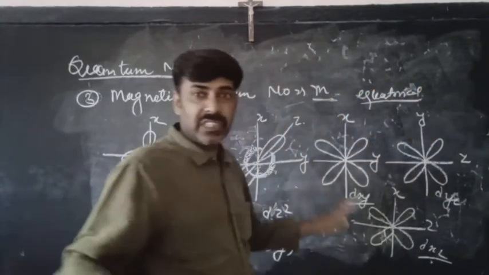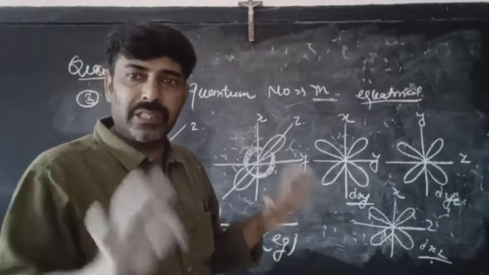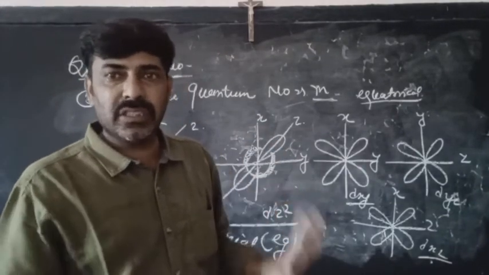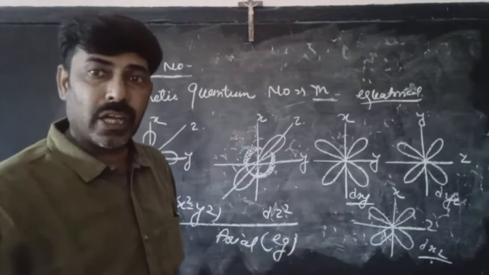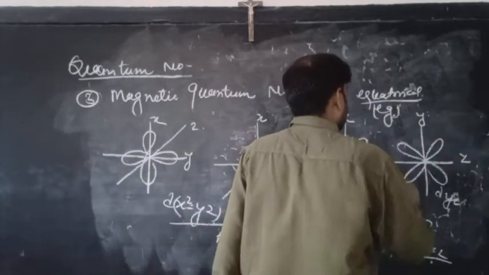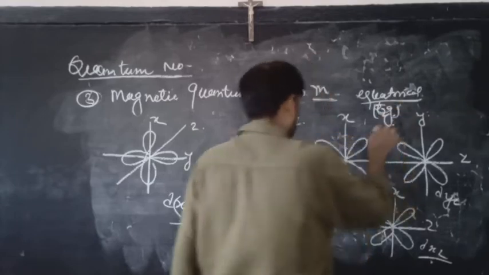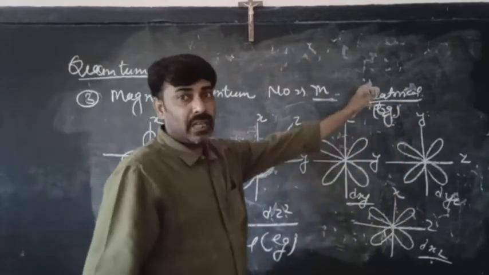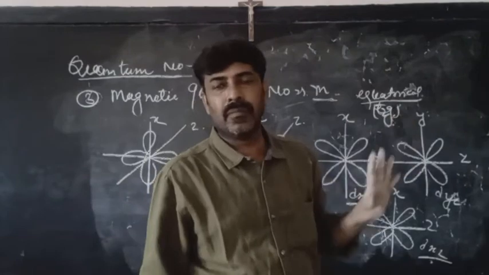That means they are on the same plane. That means all the lobes whatever surviving, they are on the same plane, and this is the reason they are called the equatorial. And these equatorial ones are also known as T2G. The first one is called the EG, and this one is called the T2G.